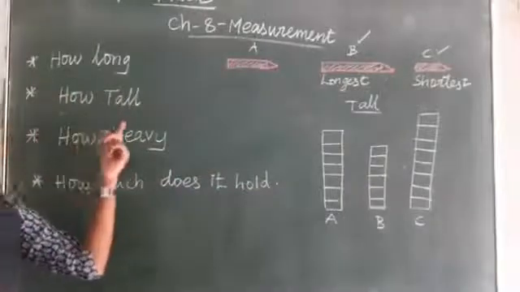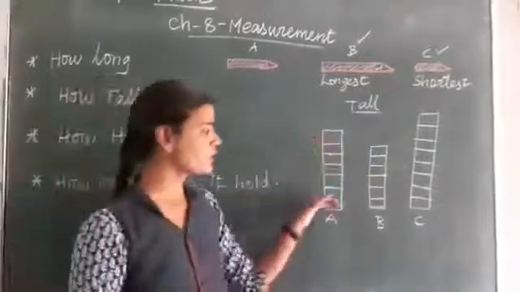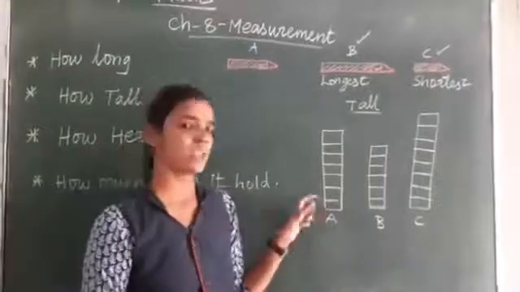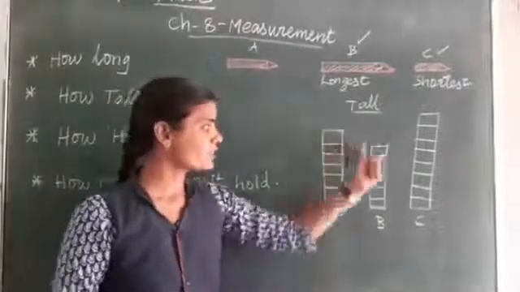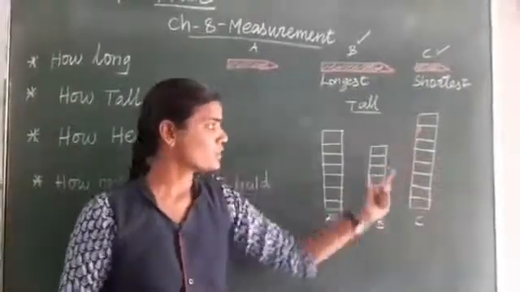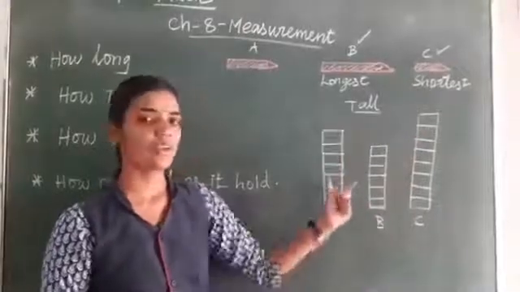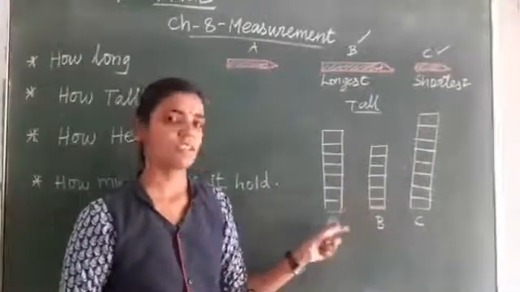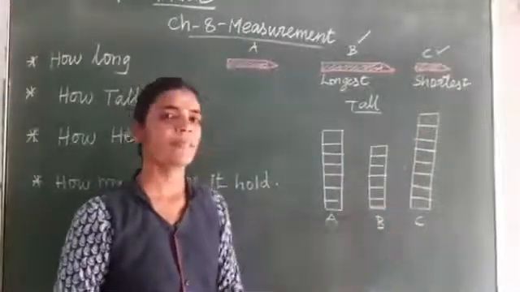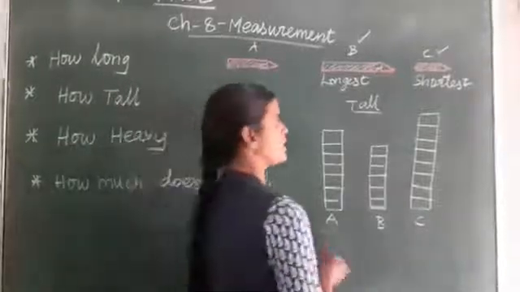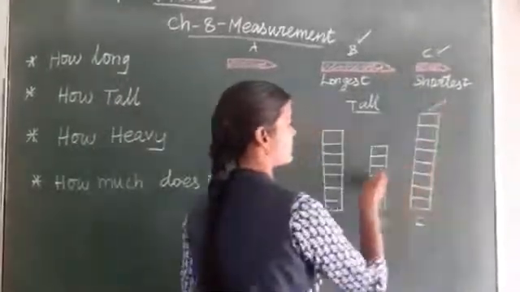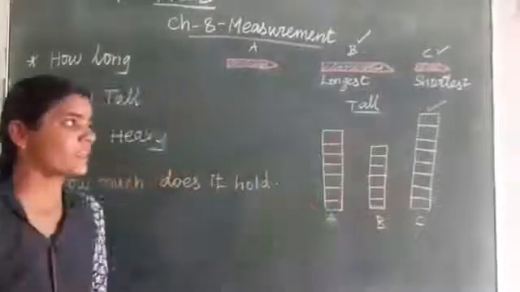Next topic is tall. See, I am arranging this. You can imagine this is an eraser. I am arranging like this. Okay. So which is tallest? Which is tallest of these 3? A, B, C. Yes. This C is the tallest. Among these 3, C is the tallest.